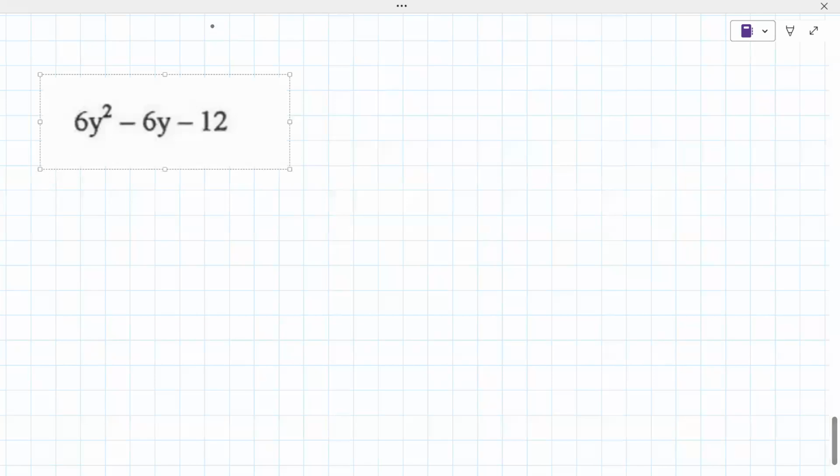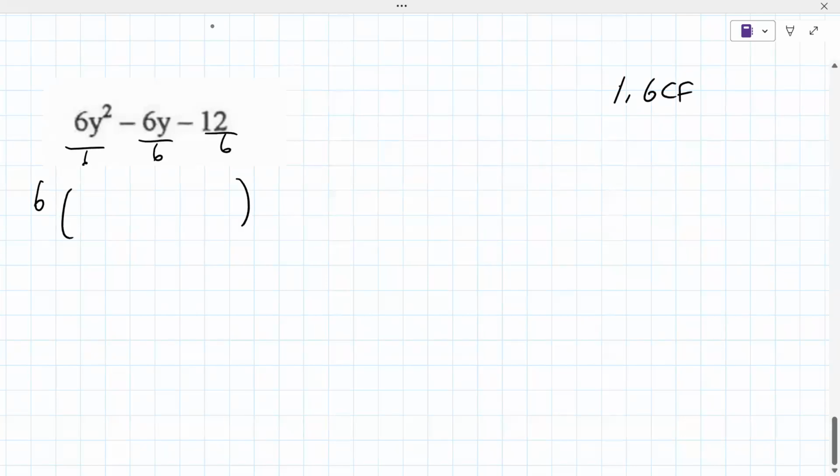So the very first type of factoring you're always supposed to do is a GCF. So is there a number that goes into all 3 of these numbers? 6. So if you divide and slide here, tell me what this becomes. It'd be y squared minus y, and then minus 2. Okay, very good.